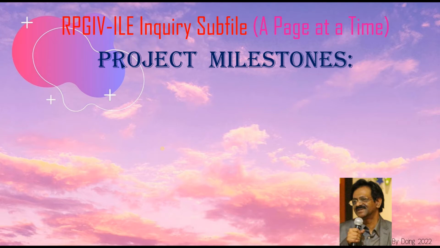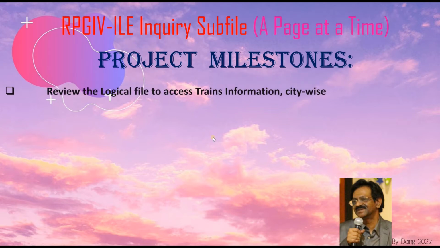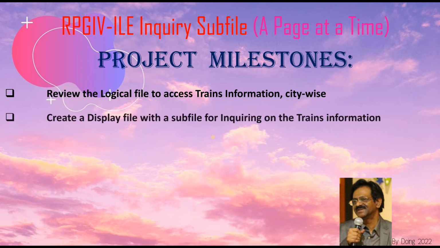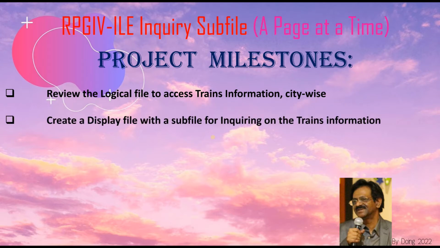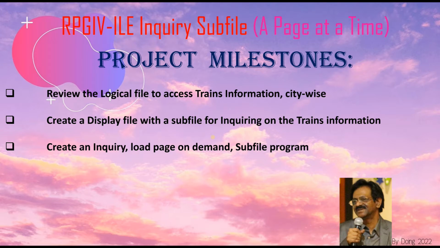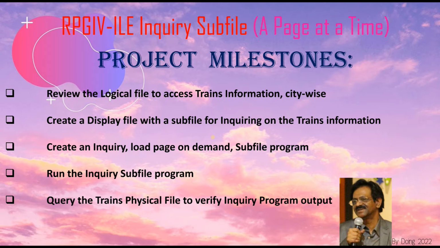In this clairvoyant revelation, we will conjure up magical visions to review the logical file to access trains information city-wise, create a display file with a subfile for inquiring on the train's information by showing a request screen, create an inquiry load page on demand subfile program to pull up the train's information after inputting the city name, run the inquiry subfile program for a specific city or for all cities, query the train's physical file to verify inquiry program output.